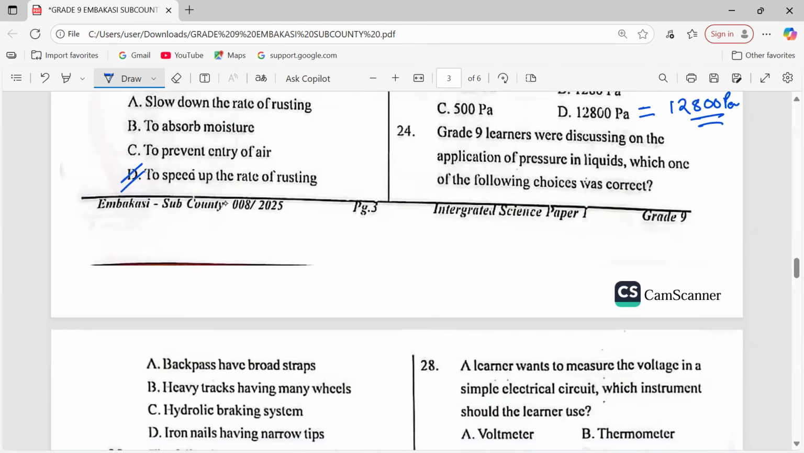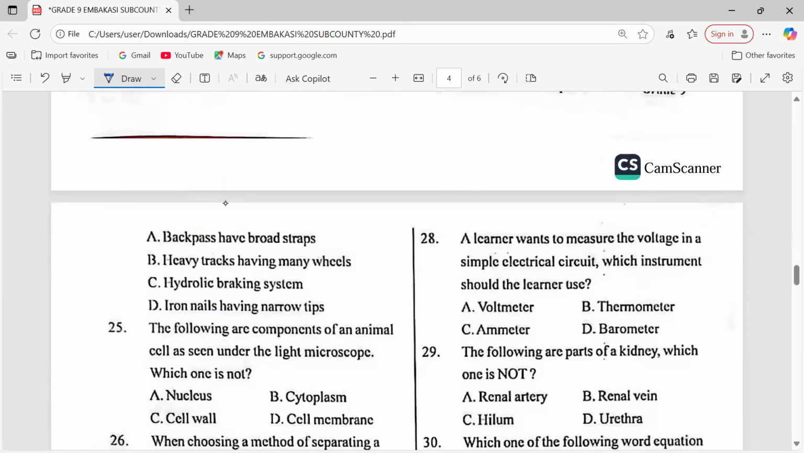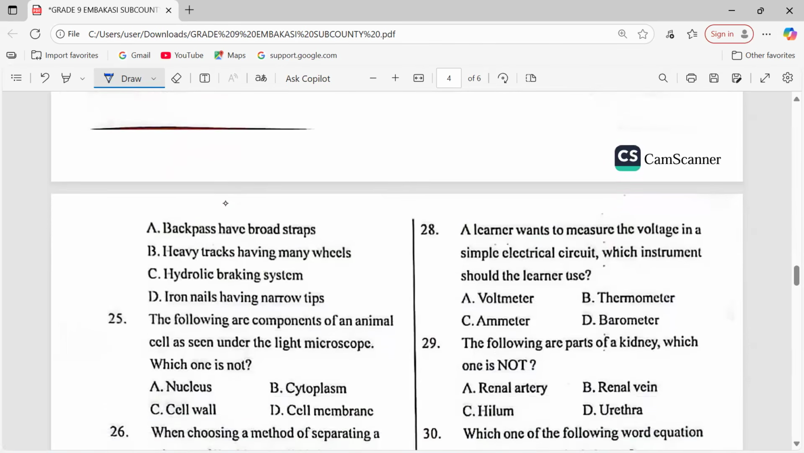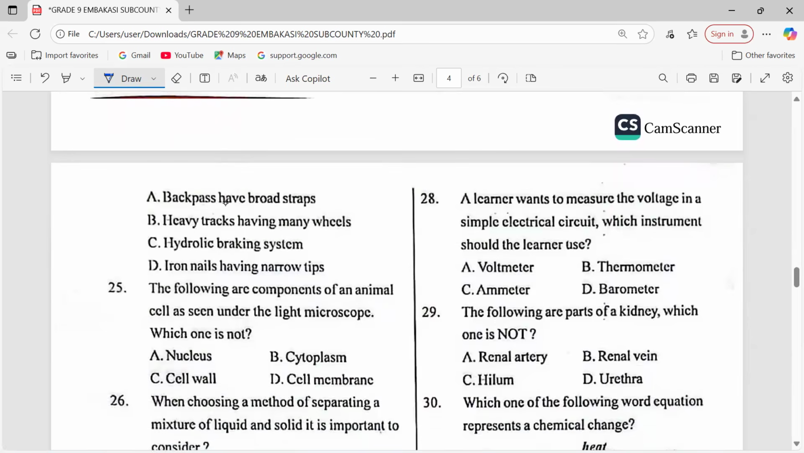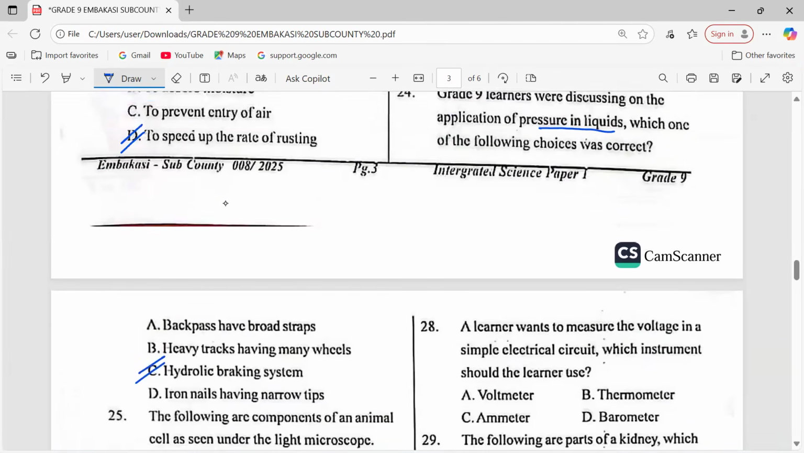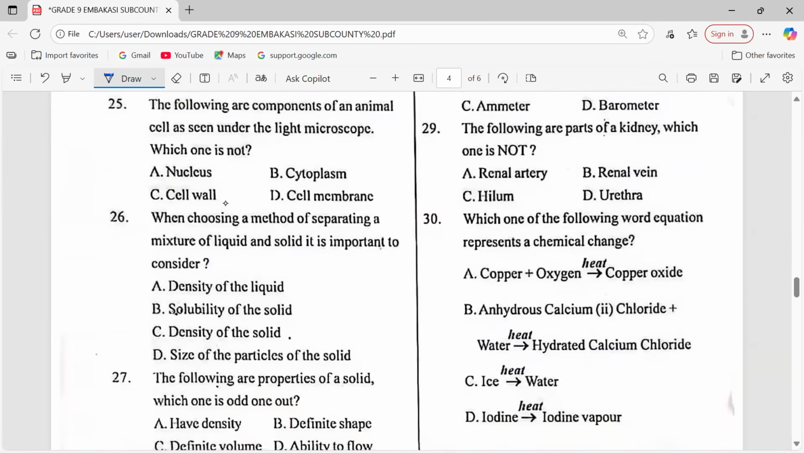Number 24. Grade 9 learners were discussing on the application of pressure in liquids. Underline the word liquids. Which one of the following choices was correct? Back pass, broad traps, heavy trucks having many wheels, hydraulic brake system, iron nails having narrow tips. All these might be applications of pressure, but because they were discussing pressure in liquids, then C becomes the right answer.